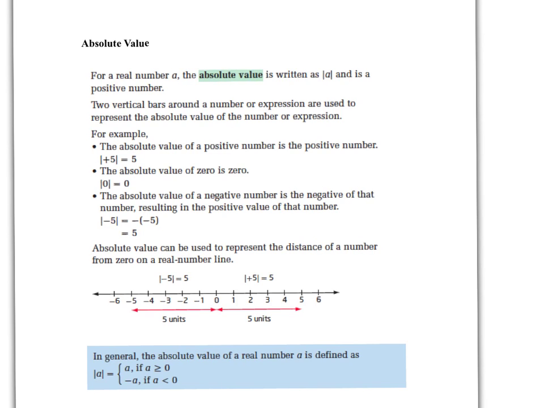But for a real number a, the absolute value is written as this: a with two vertical lines around it. And it is a positive number. So if you see a number with those two vertical lines around it, it's going to be a positive number. Two vertical bars around a number or expression are used to represent the absolute value of the number or expression.